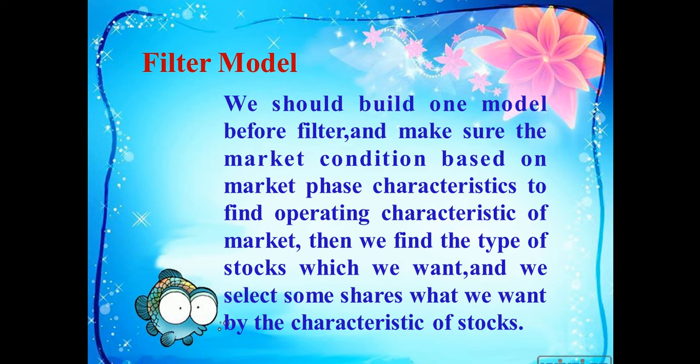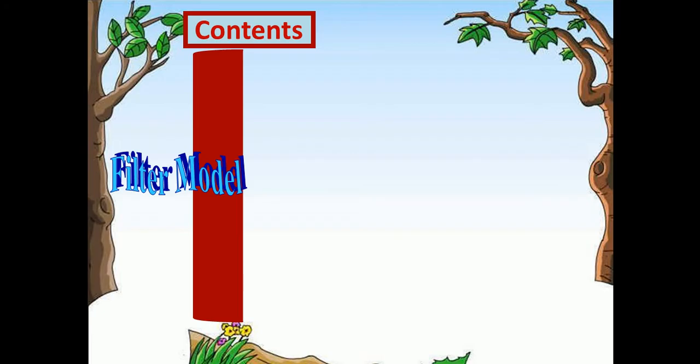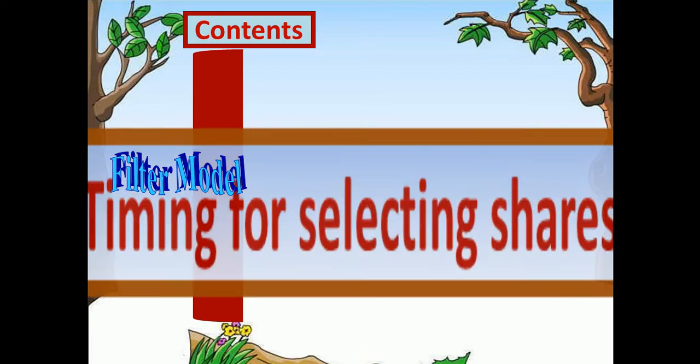So the filter model. We should build one model before filter and make sure the market condition based on market phases characteristics to find operating characteristics of market. Then we find the type of stocks which we want, and we select some stocks what we want by the characteristic of stocks. So this is filter model.